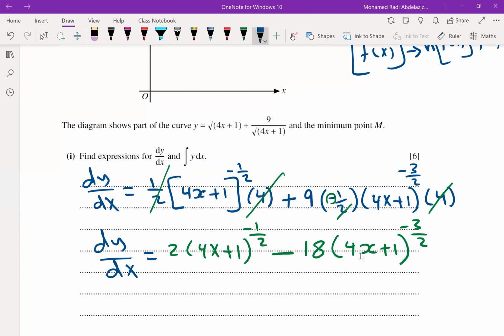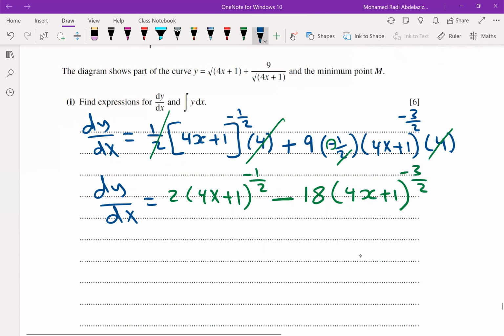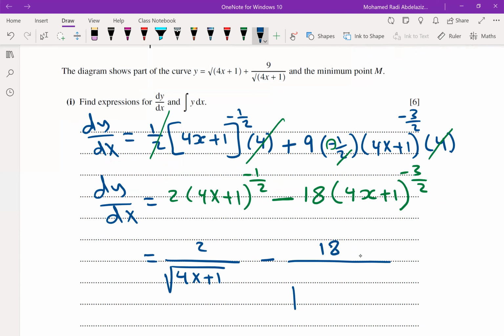You can change the power to be positive again by writing it like this: 2 divided by (4x + 1) all to the power of half, or you can write it again as square root, minus 18 divided by the square root of (4x + 1), but all to the power of 3. This is the final simplified answer for dy by dx.